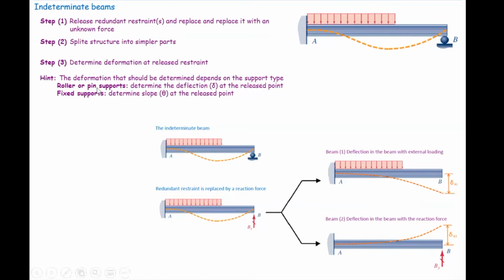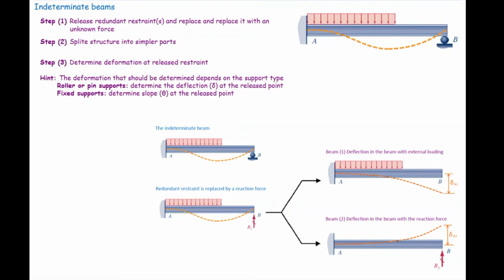There is a hint. I said determine the deformation at the released support. Deformation means the way the beam is moving, deforming, displacing, right? In beams, we have 2 types of deformations. One of them would be movement of a certain joint. The other one would be rotation of the beam, which is shown by slope.